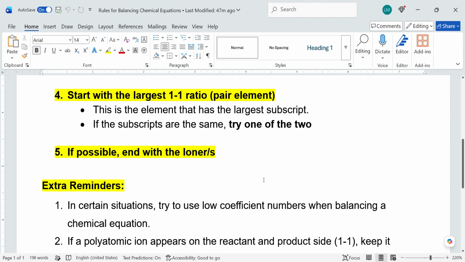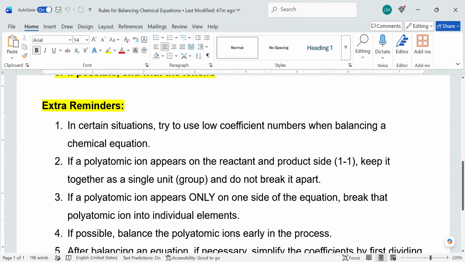The fifth step is, if possible, of course, to end with the loner. Sometimes you'll just have one loner, and sometimes you will have more than one loner. Some extra reminders: in certain situations, try to use low coefficient numbers when balancing a chemical equation. Now, that's not to say that that's going to happen in every chemical equation, but at least try if possible. If not, then try something else.